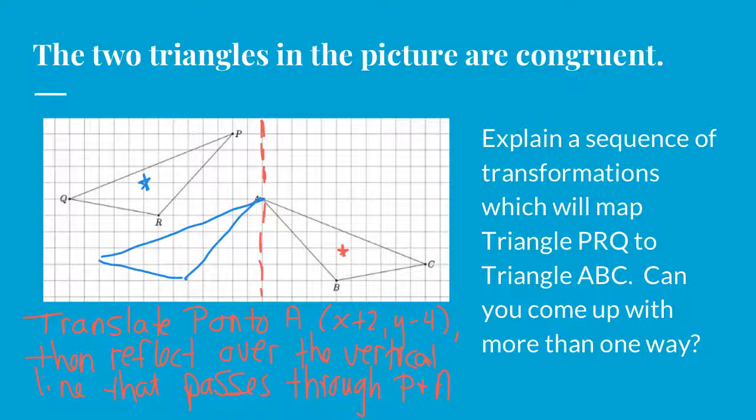I translated P to the right 2 and down 4. So in other words, x plus 2, y minus 4, so that it would lay directly on top of point A. And then I drew a line of reflection down through where P and A are joined, and I reflected over it. So I did a translation first, 2 to the right, 4 down, and then I reflected over that vertical line.